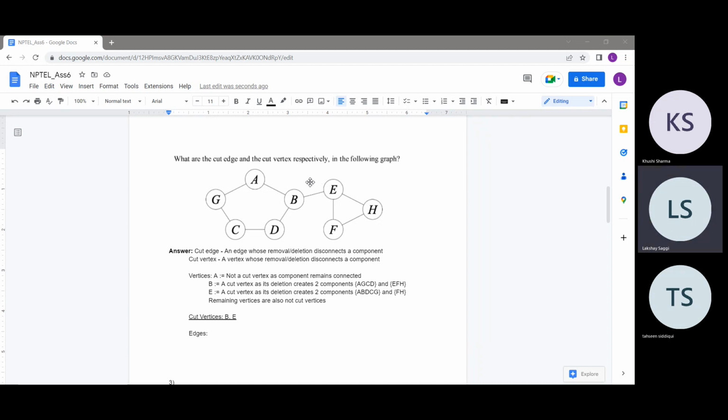Any of these deleted one at a time won't create two components. But deleting this edge B comma E, what happens is that the components A, B, C, D, G and E, F, H are now separated out. It's not too difficult to see that since this edge is deleted, this part and this part will be separated out. They won't have any connectivity. So this B comma E edge will be a cut edge.